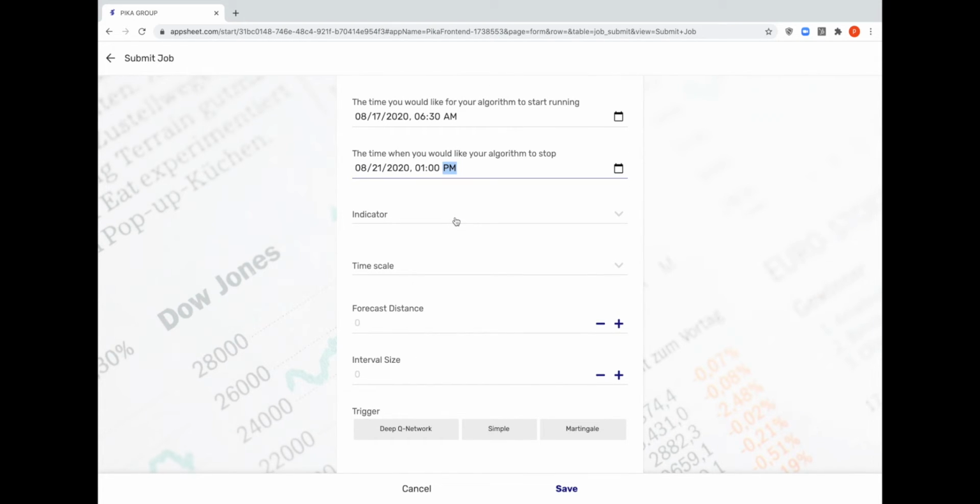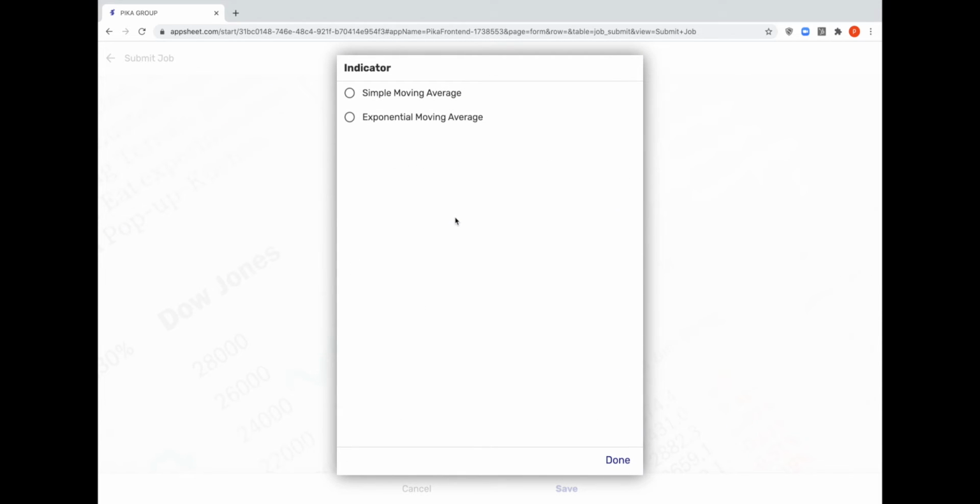Then I'll be asked to choose an indicator. Here we'll have 2 indicators, the simple moving average and the exponential moving average, which both leverage machine learning to predict the stock price. So when you choose the simple moving average, the machine learning model will use the simple moving average data as well as the historical price data to predict the stock prices. Same goes with the exponential moving average. For the purpose of this demonstration, I will go for the EMA.